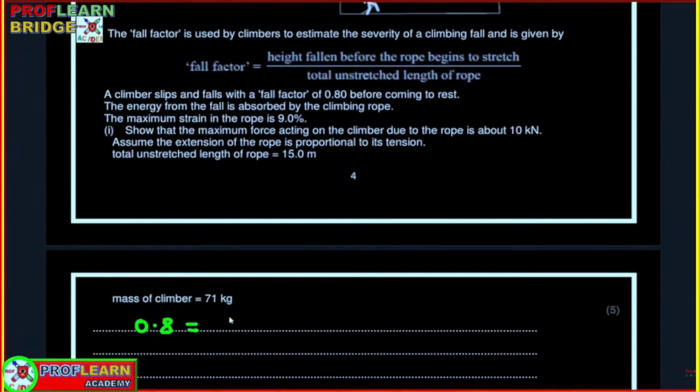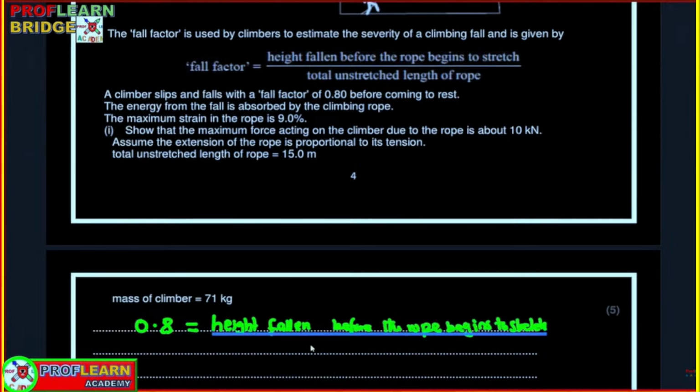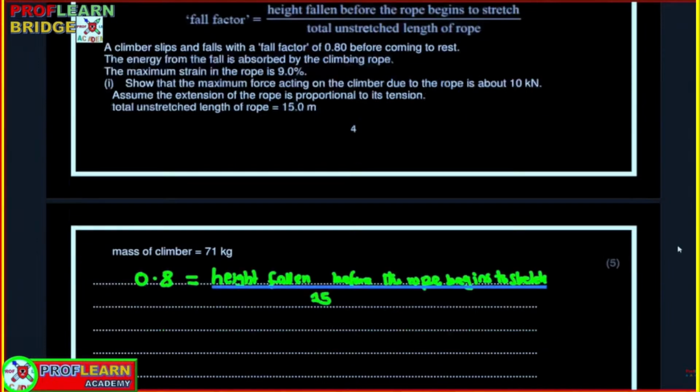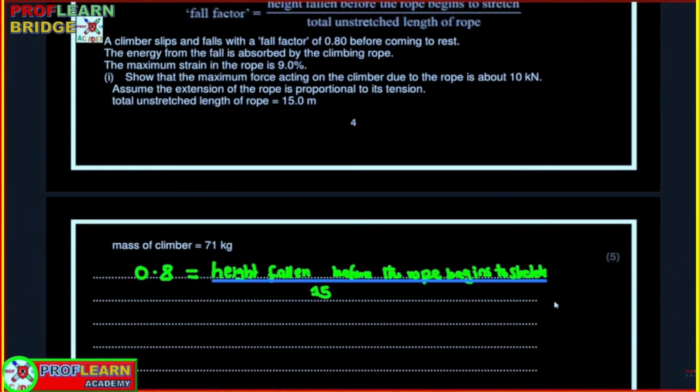Now, the first thing we're going to do is to use the fall factor. Using the fall factor, we can work out the height fallen by the climber. We have the unstretched length as 15, so we can use the factor to get the height that the climber is going to fall through. Working that out, we get the height as 12 meters.